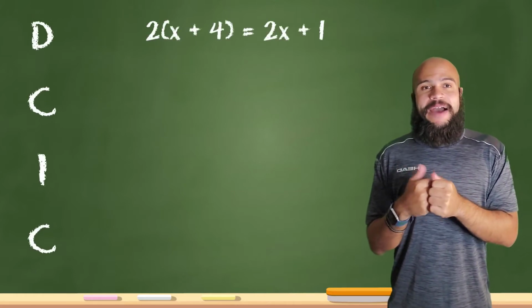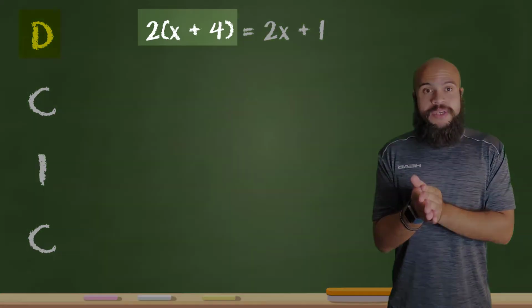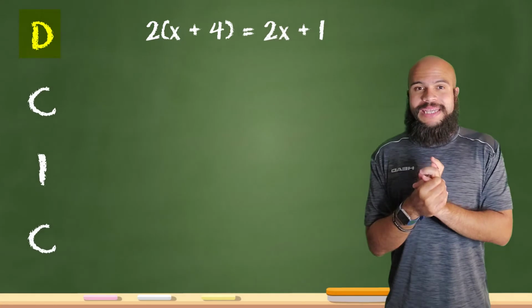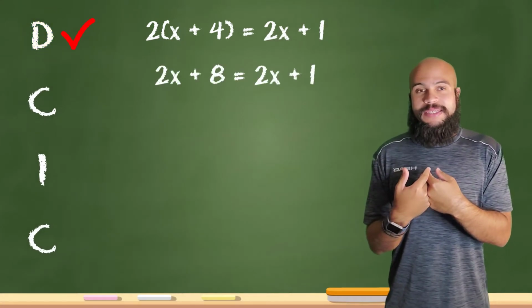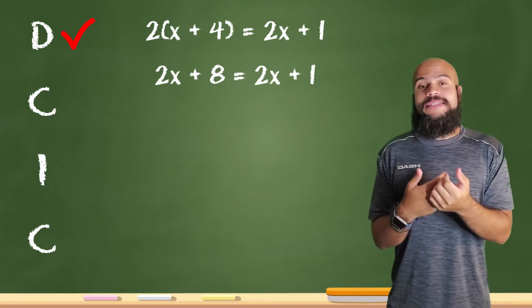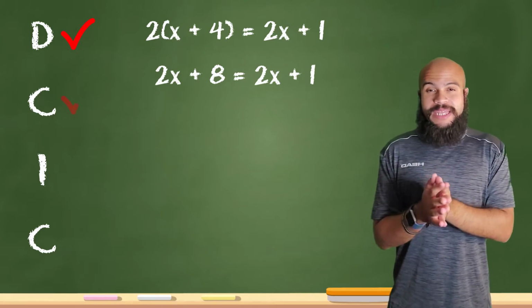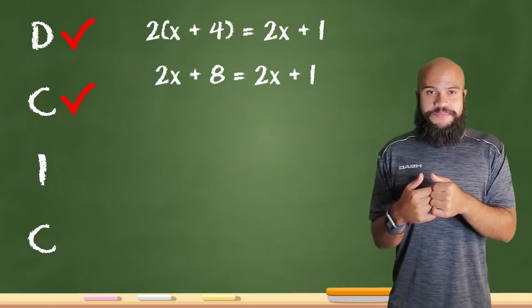In DCIC, I have to start with distribution. This one does have distribution, so once I distribute, I'm going to be left with 2x plus 8 on the left side of my equation. I'm going to simply bring down the right side since there's no distribution present on that side of the equation. Moving on to C, there are no like terms that can be combined on either side of the equation, so I'm going to skip that step.